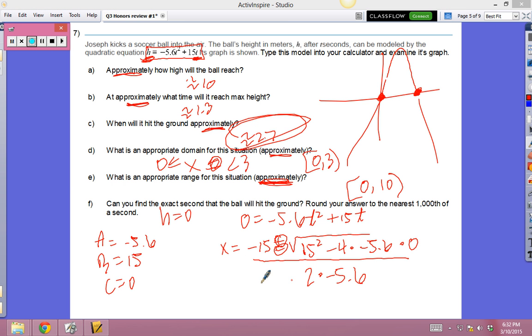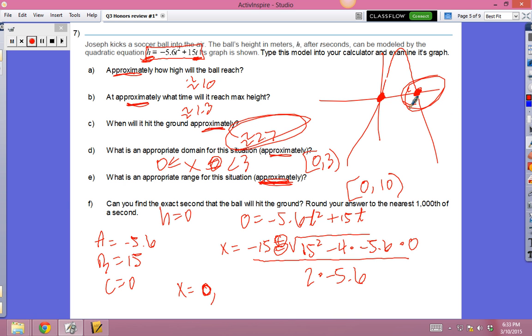Okay, so one of my answers was 0, which hopefully that should be, because that's where you're going to start. And then the other answer is the one we're after. I need to know where it ends. It ended at 2.67857 seconds. So depending on how precise we want to get, the quadratic formula will give it to you as precise as you want it.